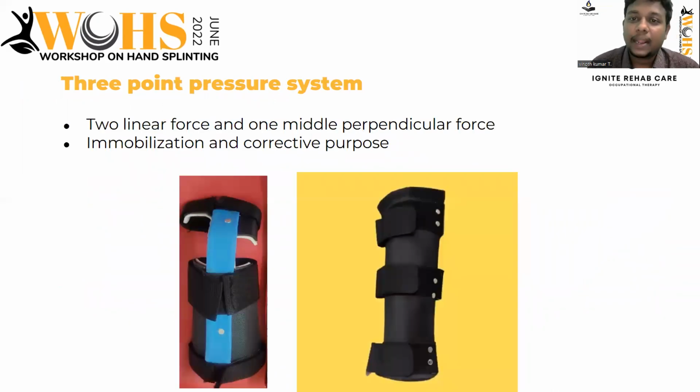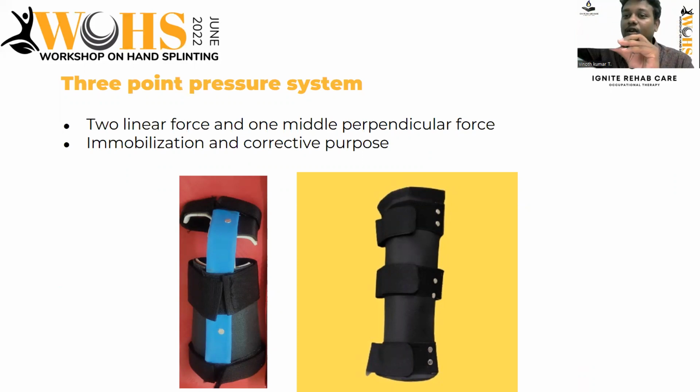Okay, some of the biomechanical principles. We'll start with the 3-point pressure system. This is something that is a must. Without this, you cannot even design a proper splint, because whatever the purpose, either immobilization or corrective, these factors are a must. Basically, the 3-point pressure system means there will be 2 linear forces and 1 middle perpendicular force. You can see the picture here.